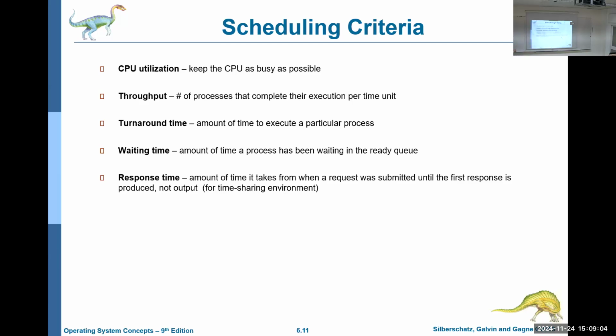Response time is another measure, which is the amount of time it takes from when a request was submitted until the first response is produced. Not output, for time sharing systems. Response time we're not going to talk about so much, but it basically means, will I get a response? I started running the program. Will I see that it started running? Let's say I throw it into the system and it gets no attention.